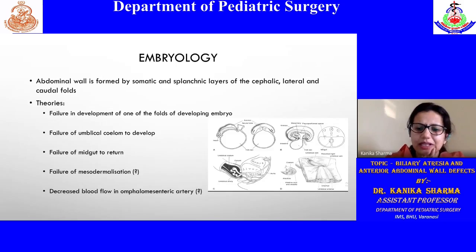So simultaneously, there are various theories which are proposed. Like if any of the folds is missing, then the child may have this anterior abdominal wall defect, or if the common point where they meet fails to develop, then they may have an abdominal wall defect.